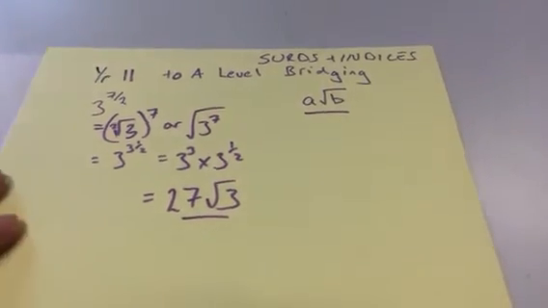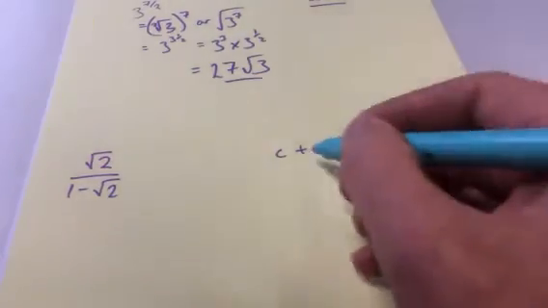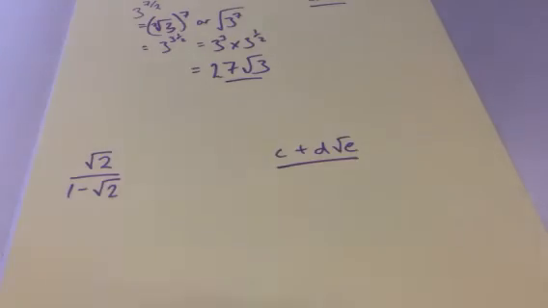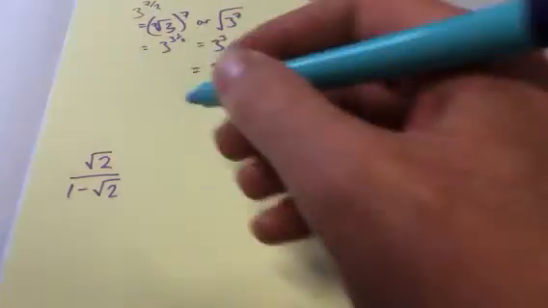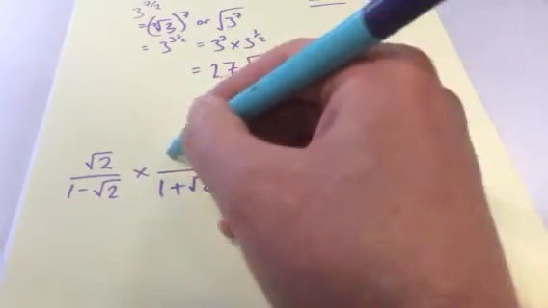Okay, so that's indices. Let's look at a surds question. We've got root 2 over 1 minus root 2. We've got to put it into this form, C plus D root E. So what we're going to multiply it by is its conjugate. So 1 plus root 2 on the top and the bottom.